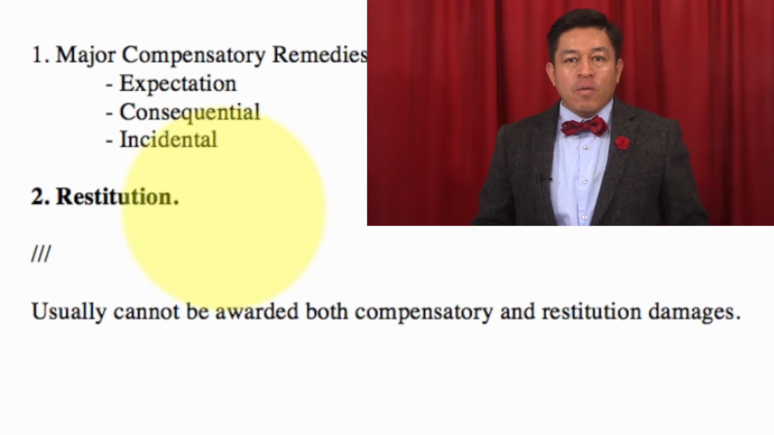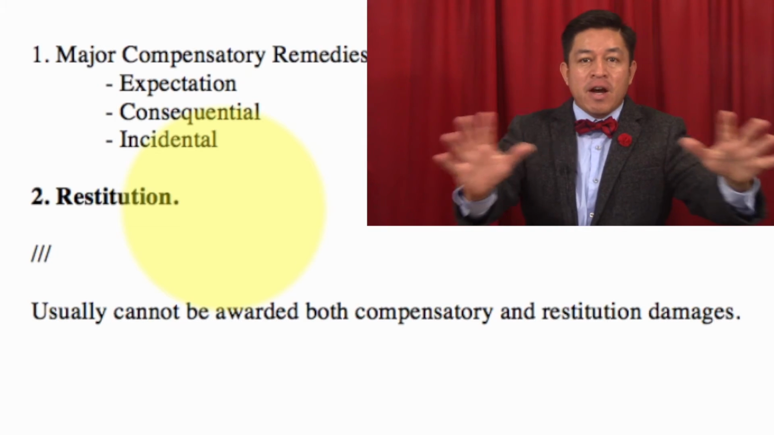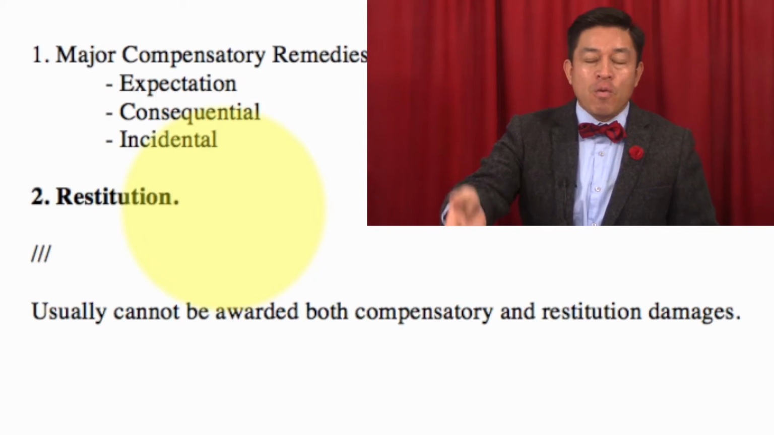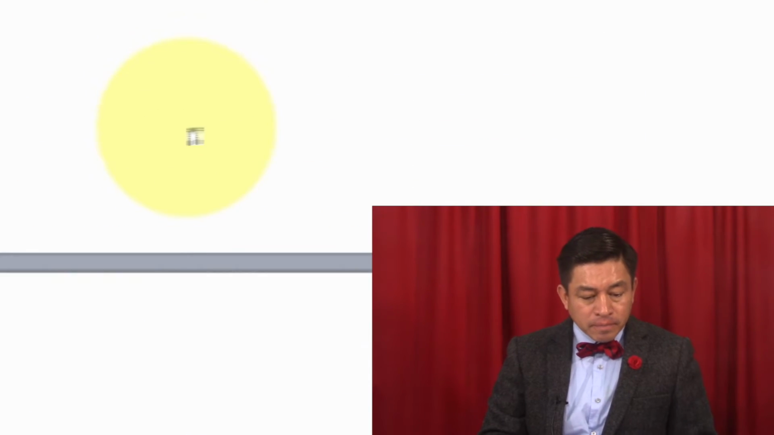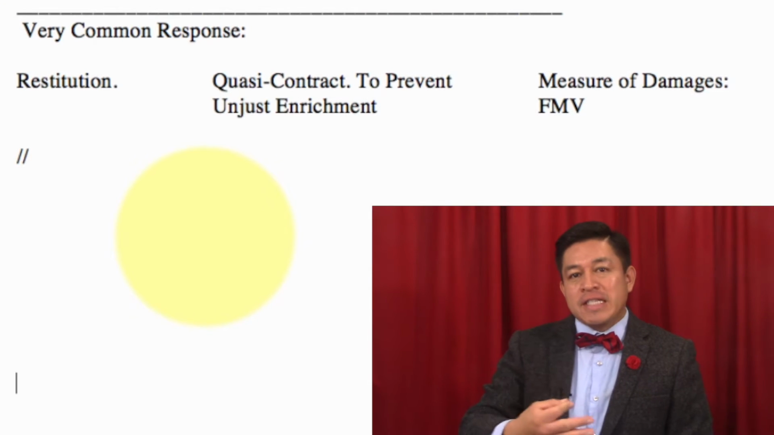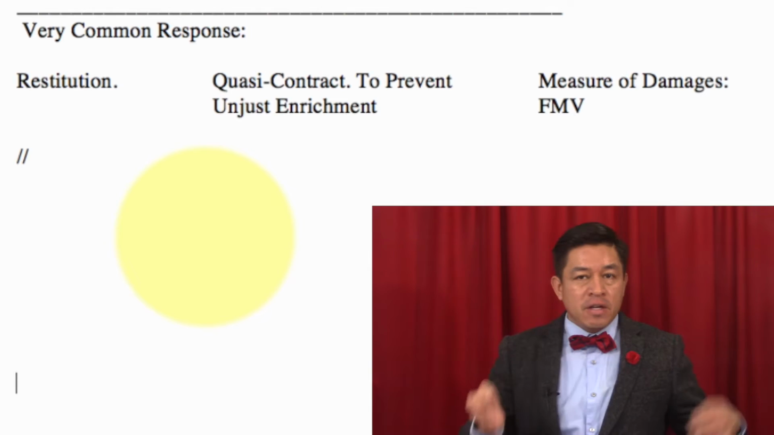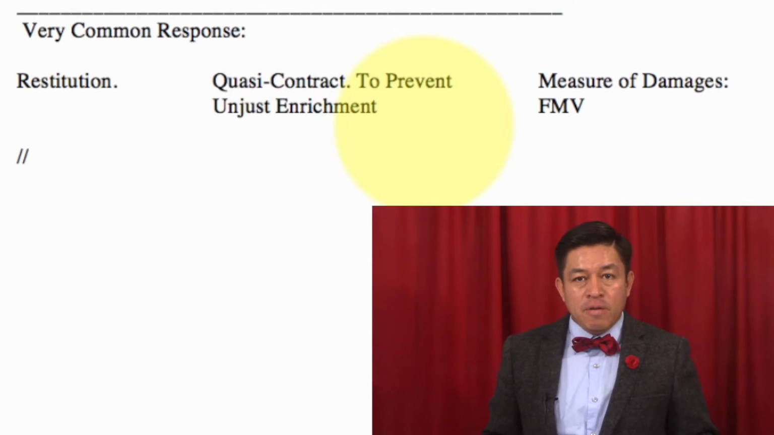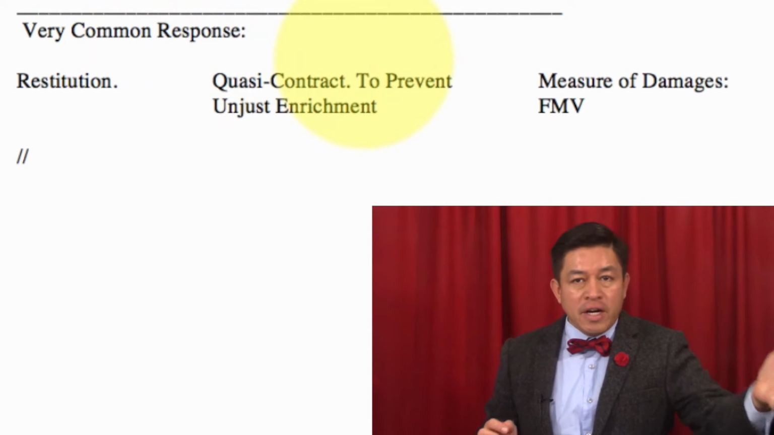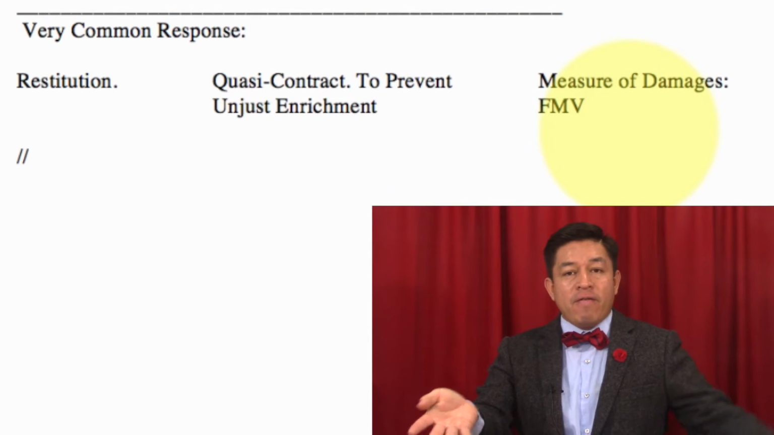And in fact, when it comes down to being awarded damages, you can be awarded both compensatory and restitution damages, but we're not talking about that. The question might just ask you what remedies are available. When examinees get this question, they'll answer somewhere along these lines: restitution, to prevent unjust enrichment, and then you might have a quasi-contract, and for the measure of damages you might have the fair market value.